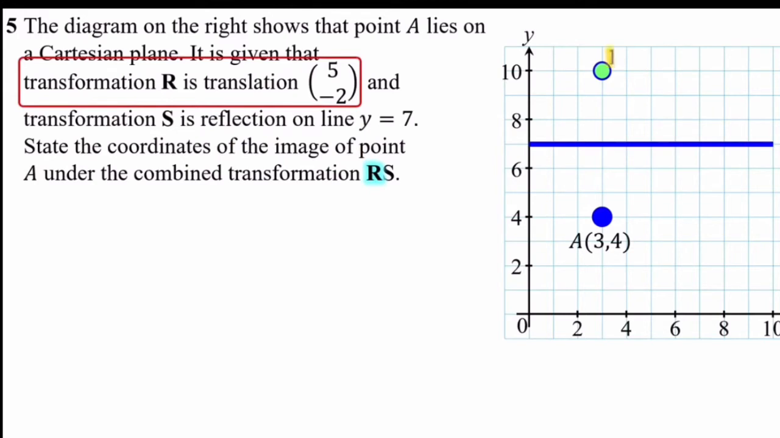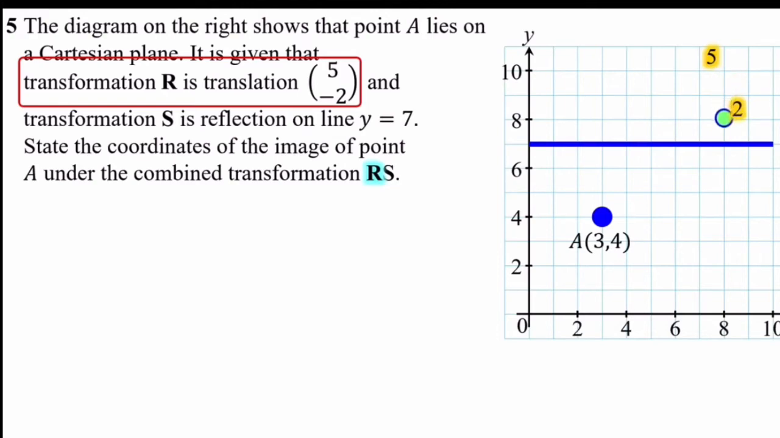Followed by 3, 10, you can take the 3, 10 plus the 5 and -2. 3 plus 5 is 8, right? 10 minus 2 is 8. So you can write the A double prime is actually 8, 8. I hope you understand. For translation, we can use a matrix method to do, right? So the final answer is 8, 8, must write in coordinates, all right? For A double prime, which is the final image.